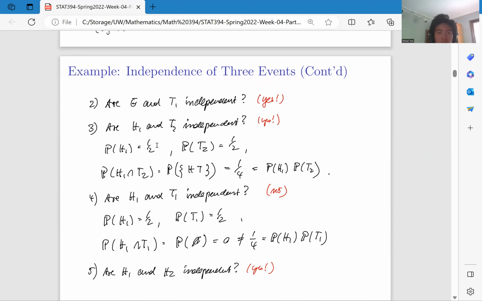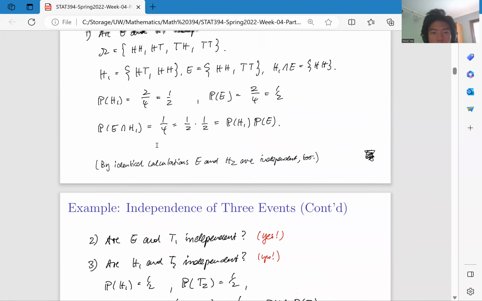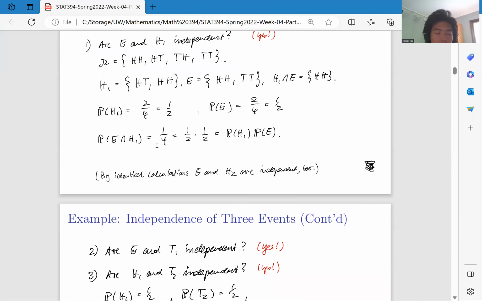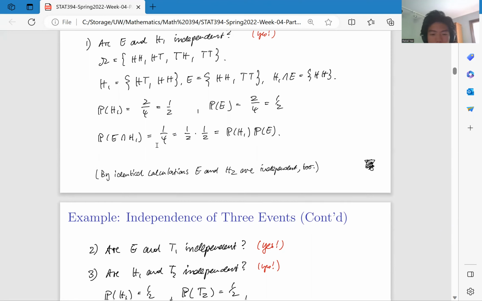And what about H1 and T2? H1 has two terms, that is HH and HT, and T2 has TT and HT, and they share one term. So based on the pattern above, we can easily say they're independent. Each has probability 1 over 2, and 1 over 2 times 1 over 2 is equal to 1 over 4, and the intersection itself is 1 over 4, so they are independent.